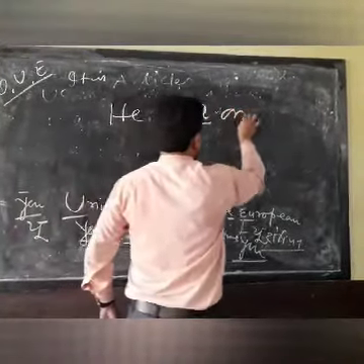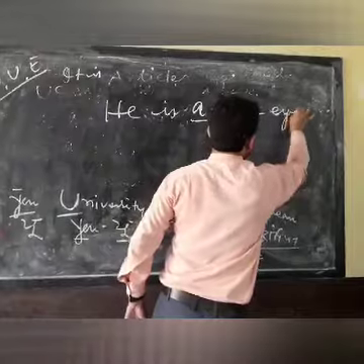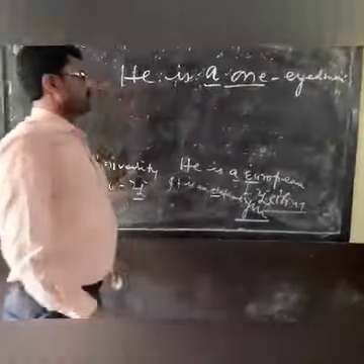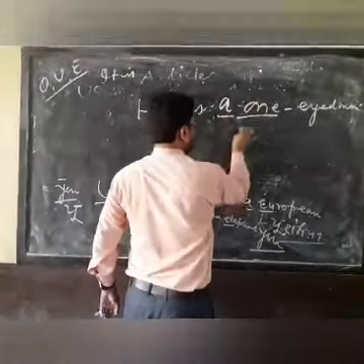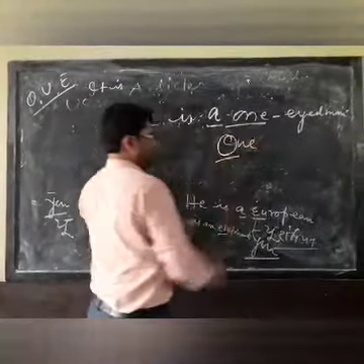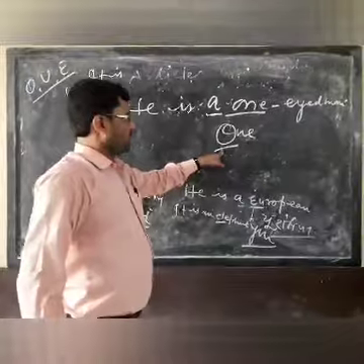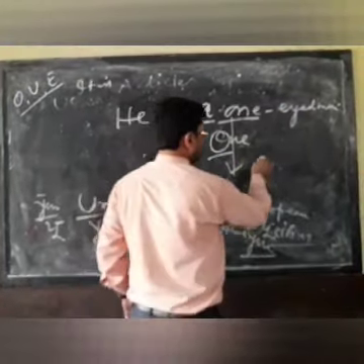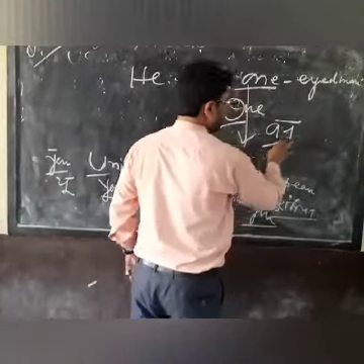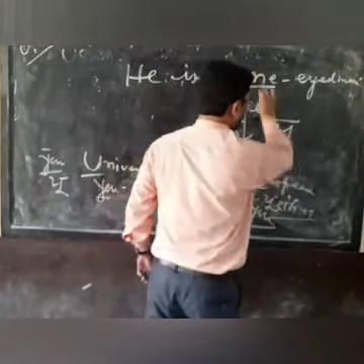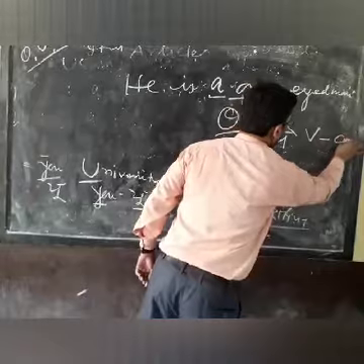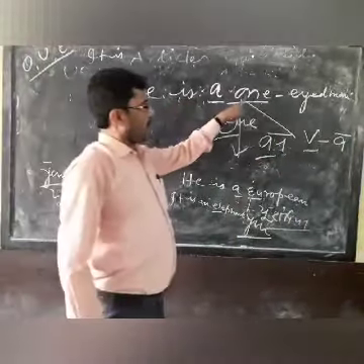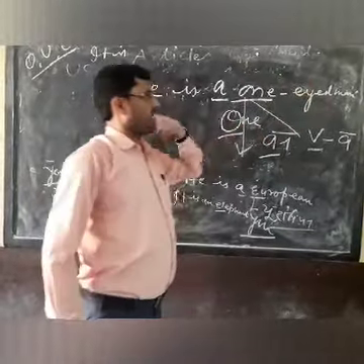Now, he is a one-eyed man. One, O-N-E. O is a vowel, but it gives us a consonant sound. In Hindi we write it like this. So O is pronounced as W, "wa". He is a one-eyed man.